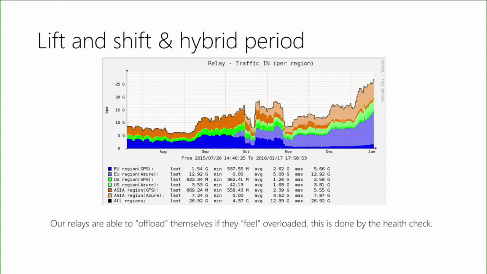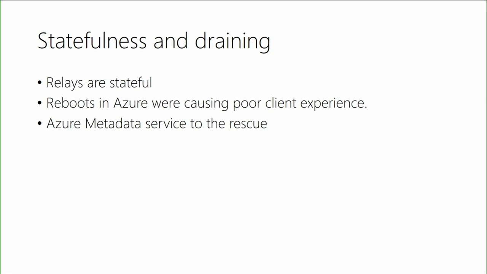I would say some 3-4 months before we started actively decommissioning the Skype DC servers, and we switched to Azure exclusively. So in the graph, we see that the light colors are Azure, and the darker colors are actually Skype DC. So towards the end, it's all mostly in Azure. And then came our first problem.